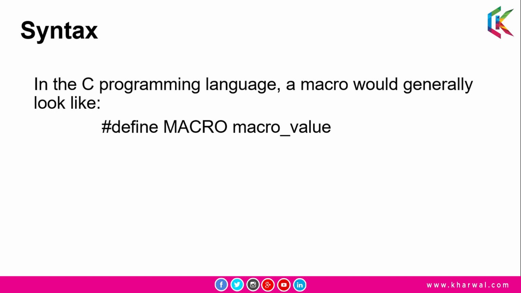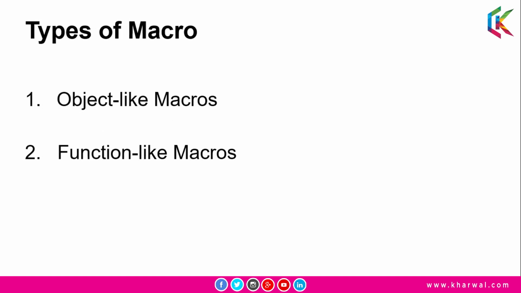So now let's go ahead and we'll discuss types of macros. We can divide macros into two categories. The first one is object like macros and the second one is function like macros. So let's go ahead and we'll discuss one by one.